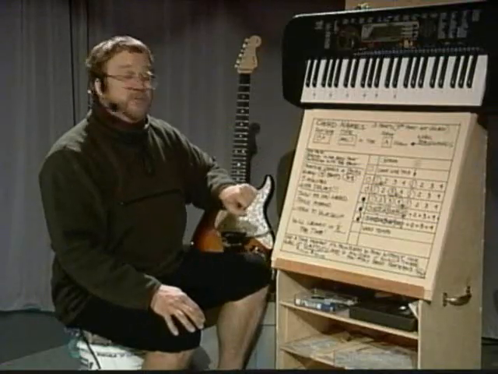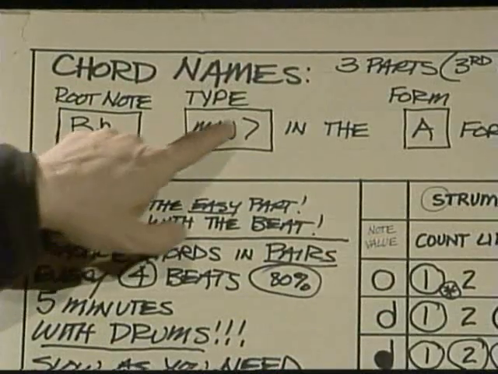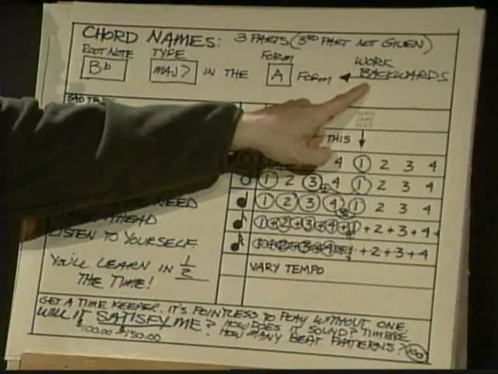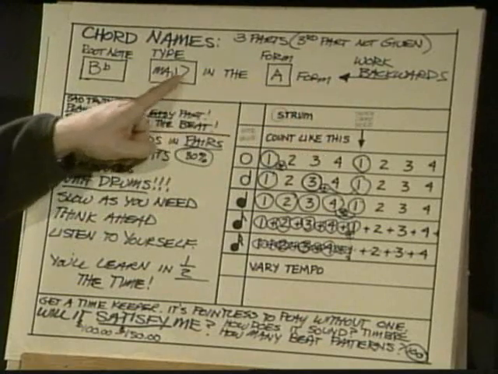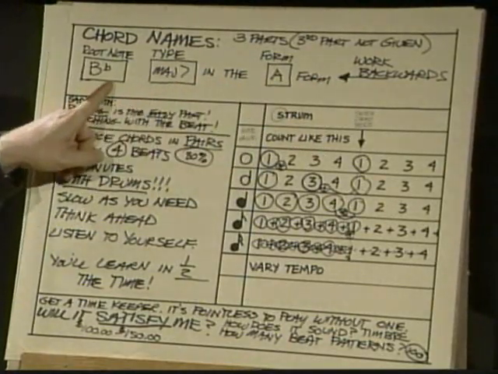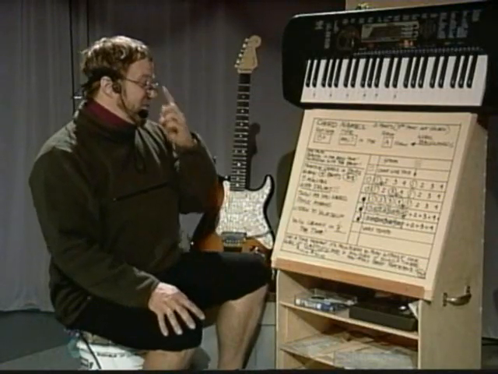So how would you play B flat major 7 in the A form? Well, you work backwards through the name of the chord. You look at your A form, and then you look for the major 7, and then it's rooted on B flat, so you're going to have to move it up the neck a certain number of frets to actually play that chord. Then we talked about how to practice chords.